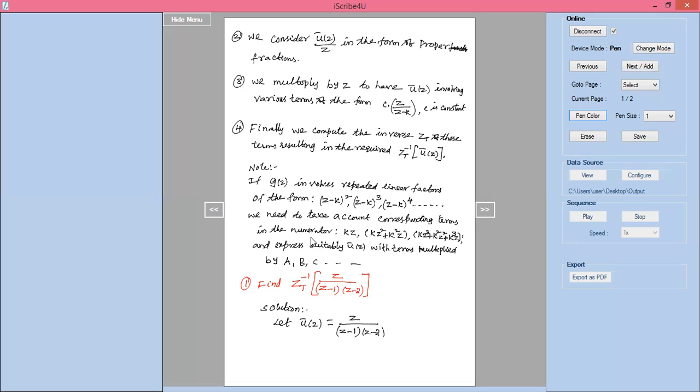See, already I told that this only I'll write: u bar of z divided by z equal to 1 divided by z minus 1 into z minus 2. Now this only I will take into the partial fraction concept. This is equation 1.